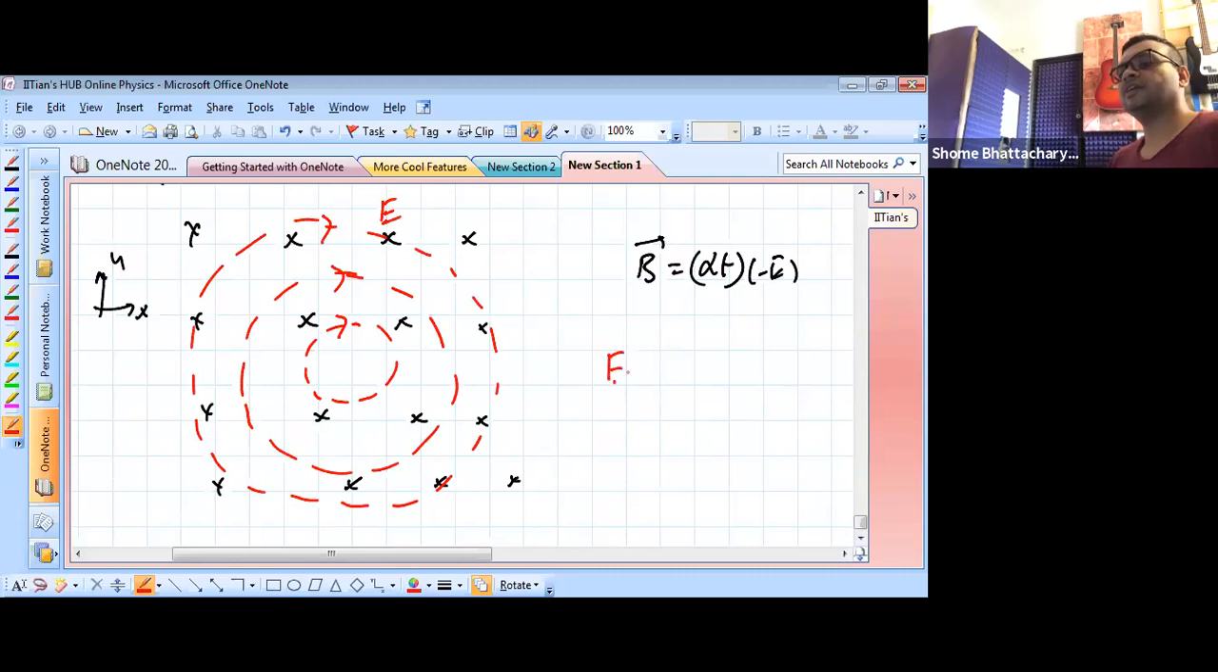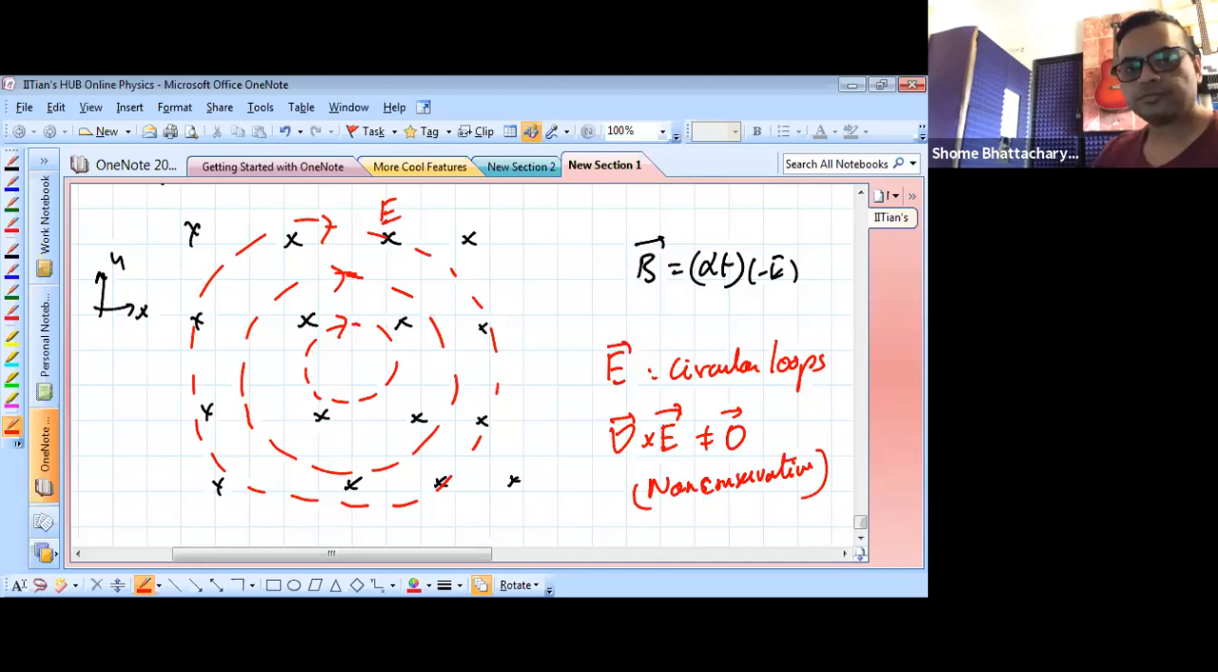So here your electric field lines will be like circular loops. So you see that if you calculate del cross E, it will come out to be non-zero. It will be non-conservative. Which you can calculate and work out, okay? Because you know how to find out field at a position R. It's tangential field like this. So you just use that system and work out the curl, and you'll see that it's a non-zero quantity.